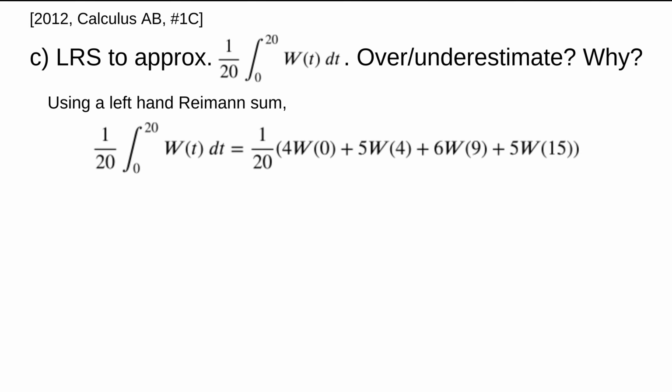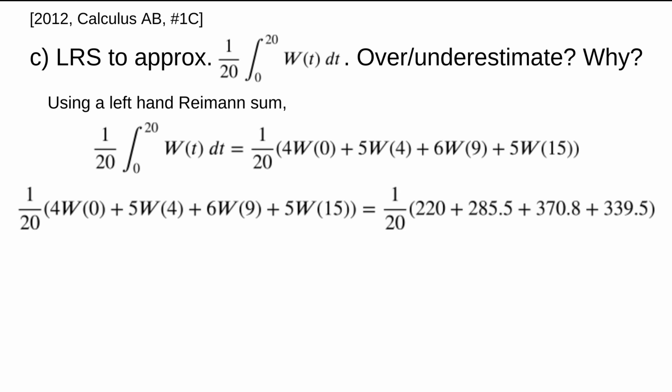From 0 to 4, that's a width of 4, so we're going to take the left-hand endpoint, that's 4 times W of 0, plus 5 times W of 4 for the next interval, plus 6 times W of 9 for the next interval, plus 5 times W of 15 for the last interval. This is a calculator active question. We can substitute the values for W of 0, W of 4, W of 9, and W of 15 directly from the table since those are given to us.